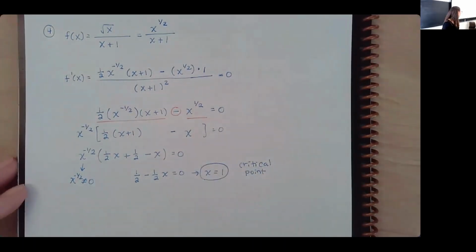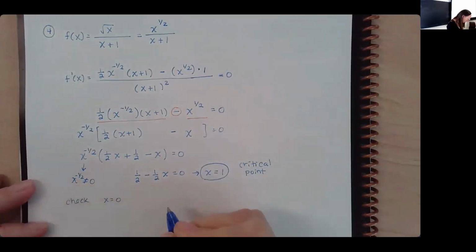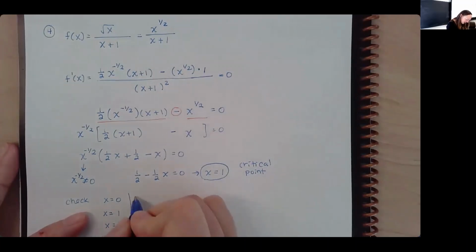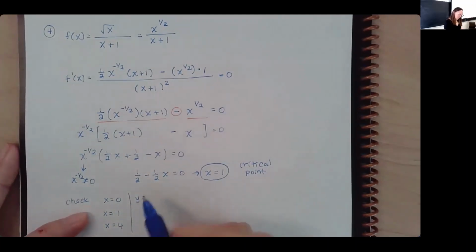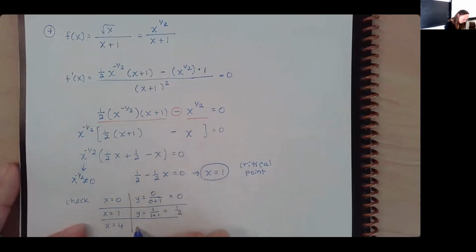So to find the absolute extrema, I just need to check x equals 0, x equals 1, and x equals 4. I'm going to do these really quick in my head. Square root of 0 is 0, and 0 over 1 is still 0. Square root of 1 is 1, and that would look like 1/2. Square root of 4 is 2, and that would look like 2/5.